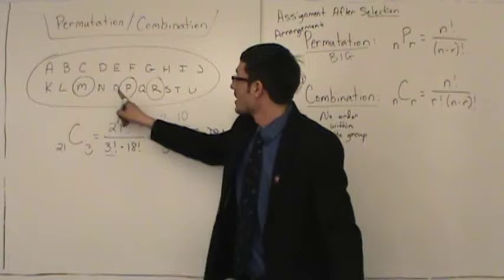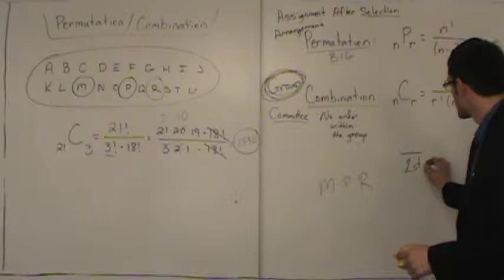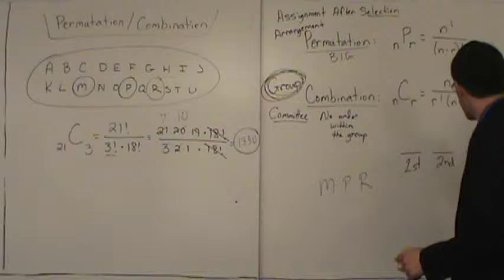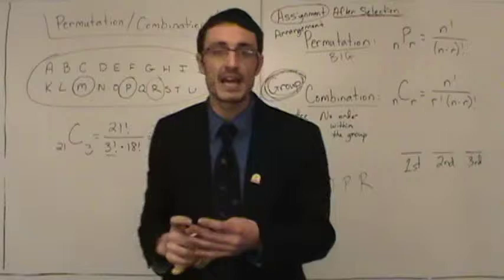Okay, so we have Michael Jordan, the President of the United States, and Russell Wilson. What I want to do is assign first place, second place, and third place. What is the keyword for permutation? The keyword is assignment after selection.